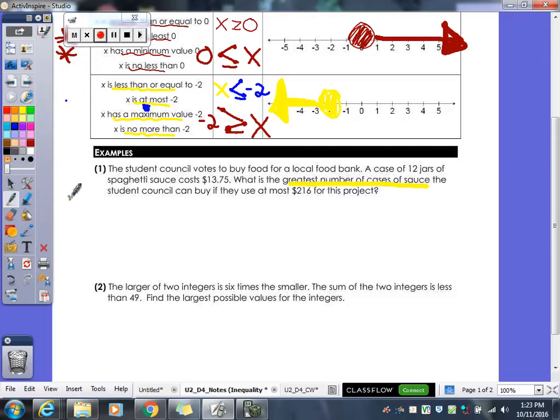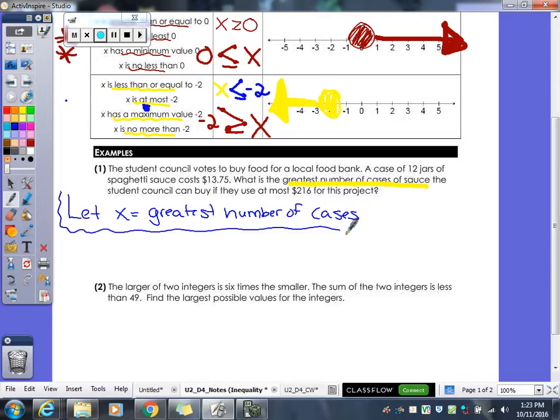So let x equal greatest number of cases. I'm just going to abbreviate it like that, just to save some time there. We're looking for cases of sauce. Okay.